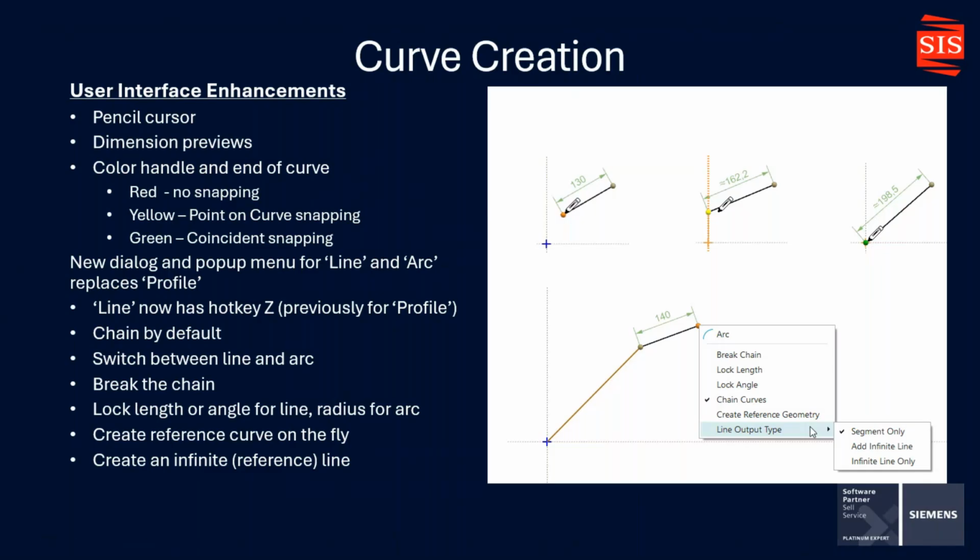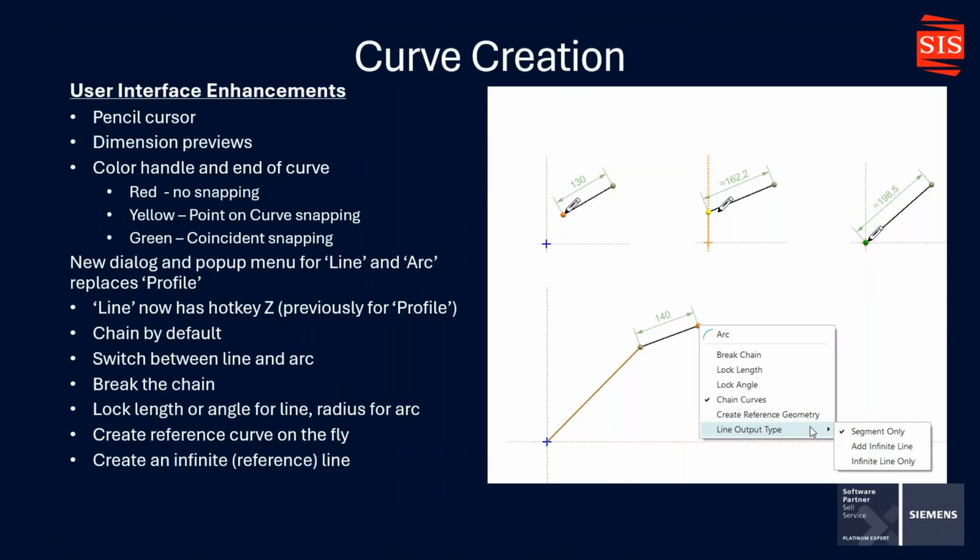So then the big change here is that there used to be a profile command, and that profile command was how you started off with creating a profile. But now what they've done is, regardless of whether you launched line or arc, you're going to be in that chain mode automatically. So it's going to look and feel just like the profile command. So the profile has just become obsolete, no longer needed.